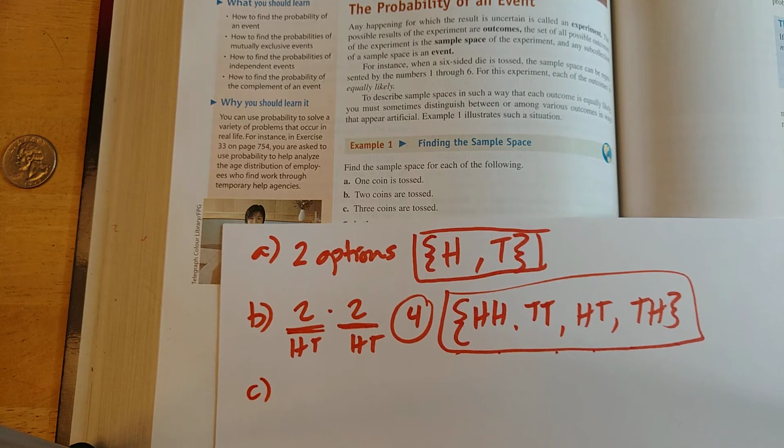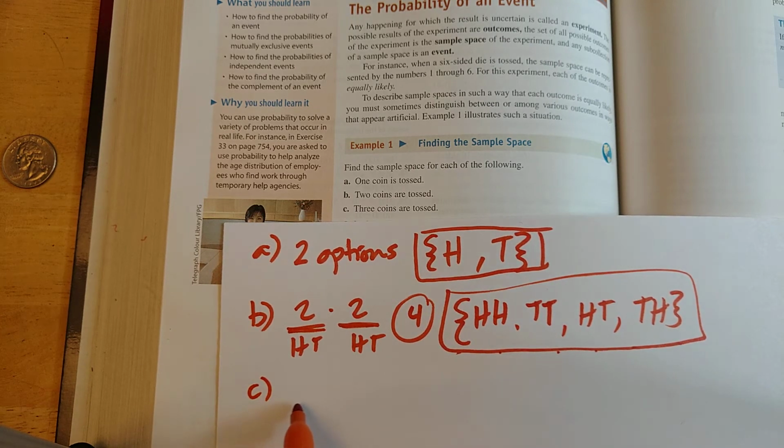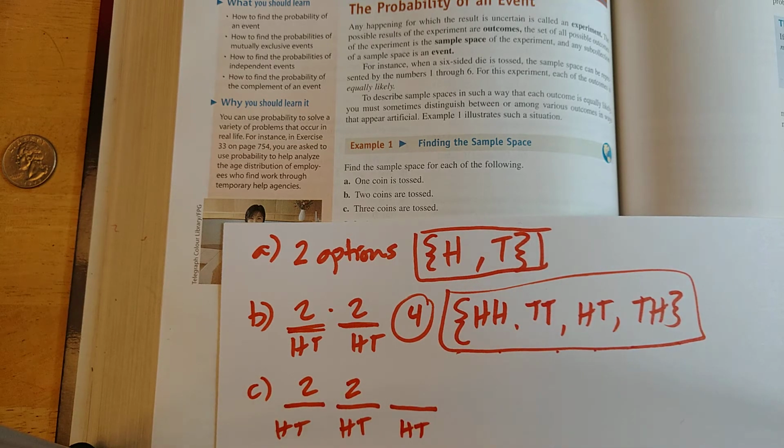C, what's C asking for? 3 coins are tossed. So again, I'm going to put my little line here. This is my first coin. This is my second coin. This is my third coin. So I have heads, tails, options. I have 2 options there. I have heads, tails, options. 2 options there. And I have heads, tails, options. 2 options there. So how many things in our sample space should we have? 2 times 2 times 2. So we should have 8. Okay, so keep that in mind when we're making our sample space here.